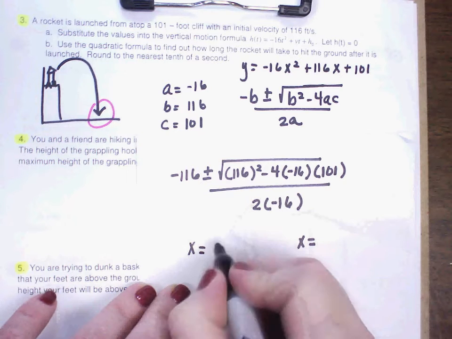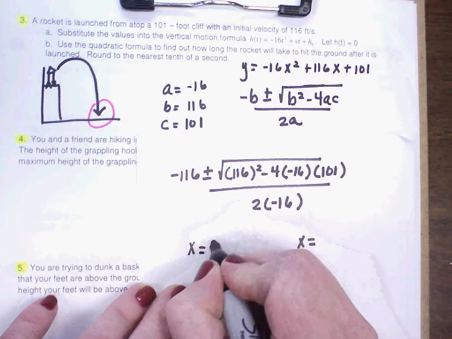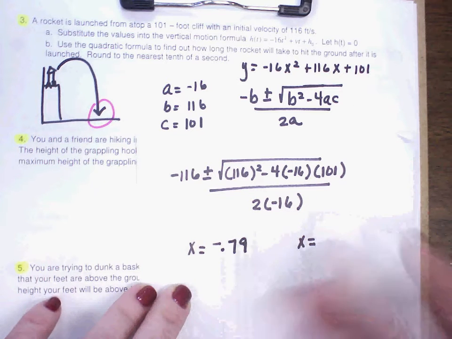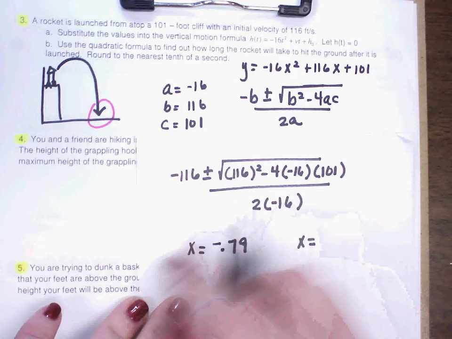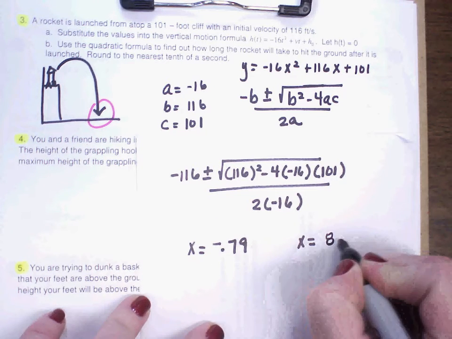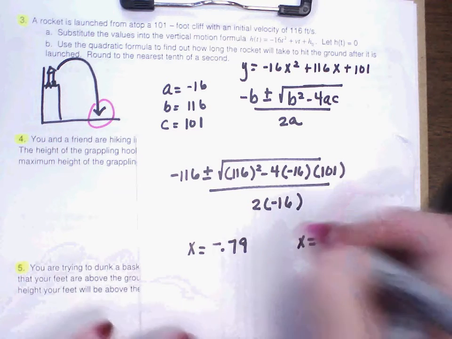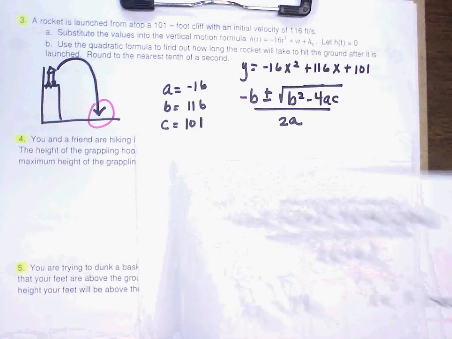If you did plus first, what did you get? Negative 0.79, or negative 1. You could have rounded to negative 1, but there's no way that the rocket hit the ground at negative 1 seconds, right? Before it even started. So that is taken out of the picture, so you need to do it with a minus, and that would have been 8 seconds. And this is the one that you are picking. Yes? Alright, let's go to number 4.